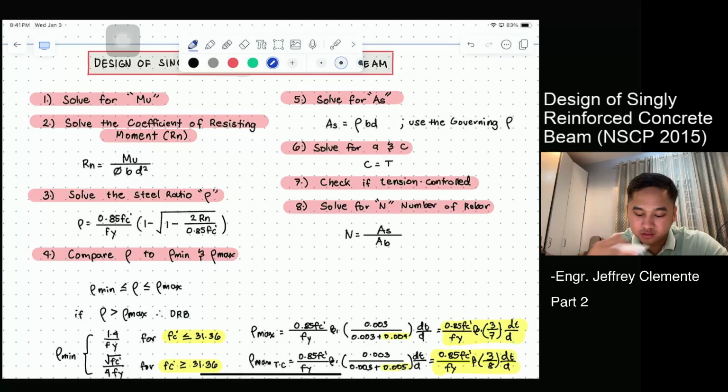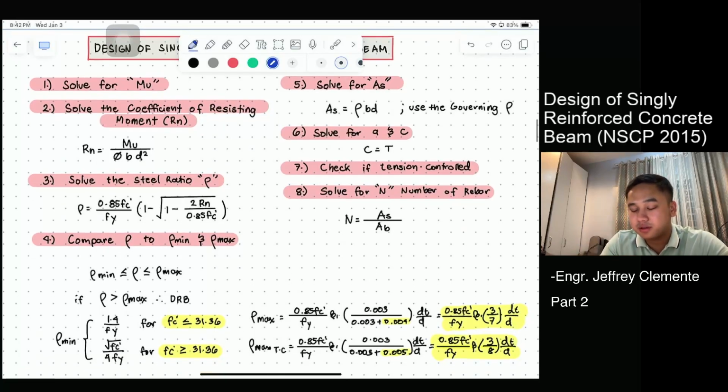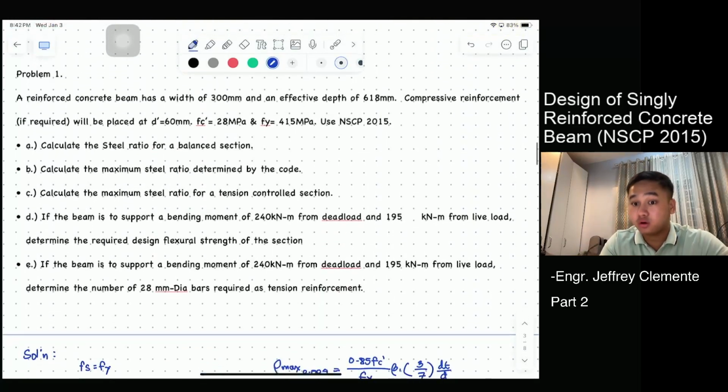Process 6 and 7. Why? Kasi nga, alam ko na mag-yield siya. Sinabi na sa problem eh. Pero kung hindi nagtitiwala sa problem, you check it on your own. Okay?